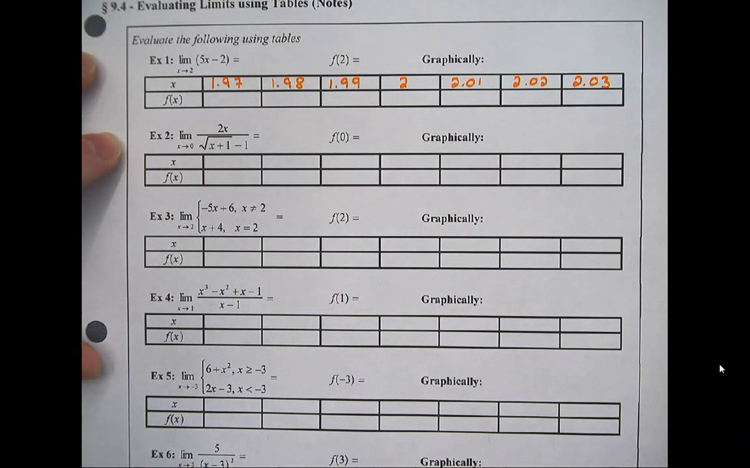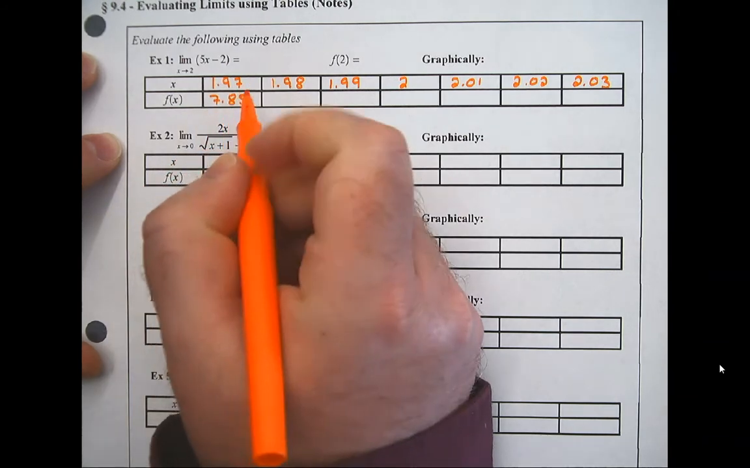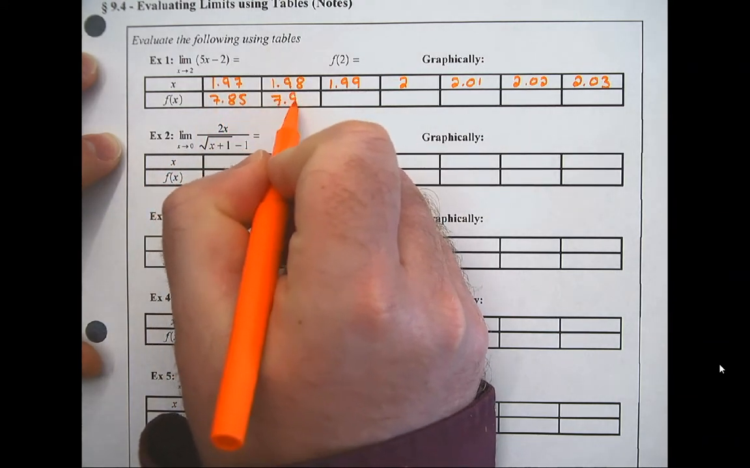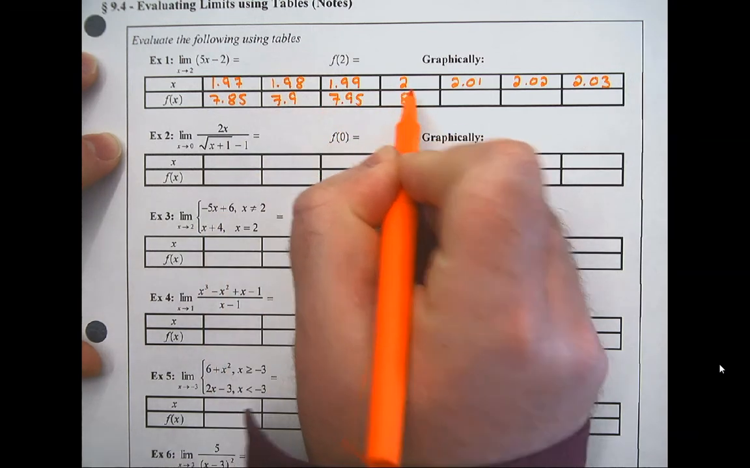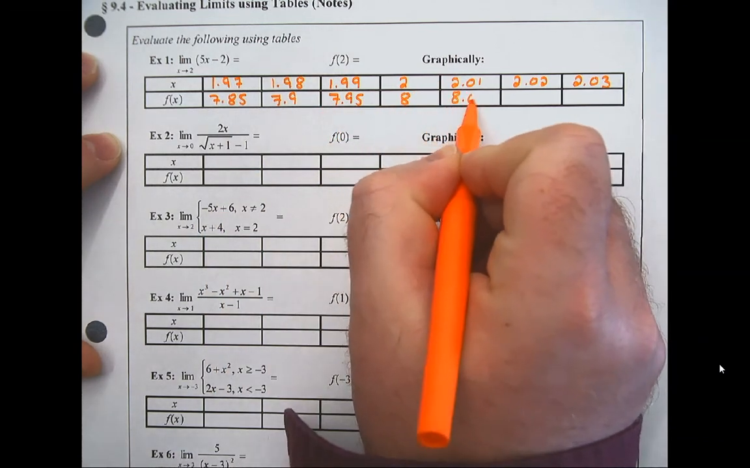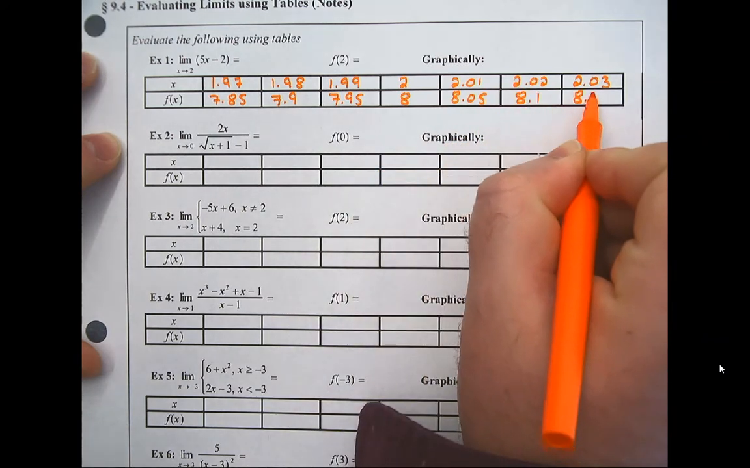Now I got to put the y values in there. 7.85, 7.9, 7.95, 8, 8.05, 8.1, 8.15.